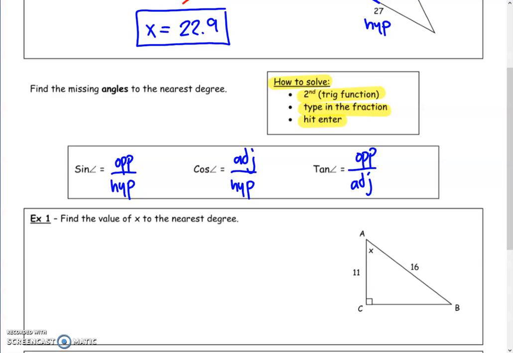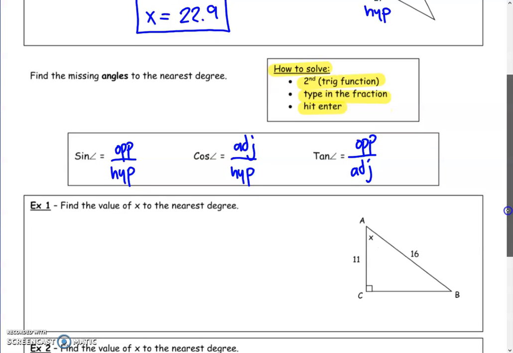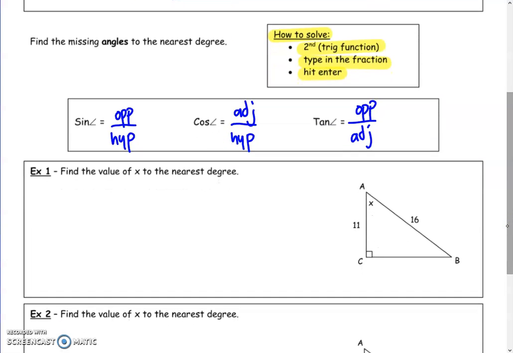All right, so let's take a look at one of these. Example 1, find the value of x to the nearest degree. For the first time, our variable is the angle. So I don't know what that angle is. But I can determine the two sides that are given to me. They make up the angle. It's always adjacent. In this case, the adjacent is 11 and hypotenuse.